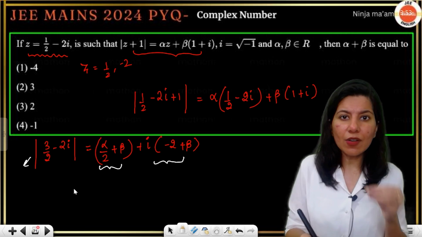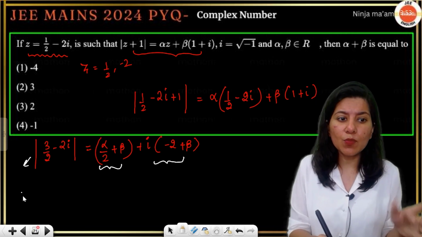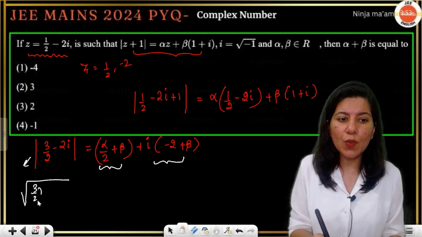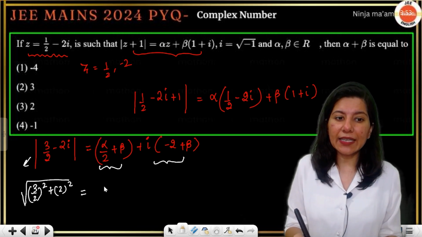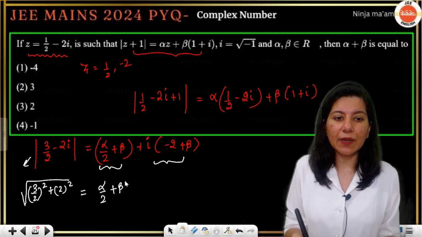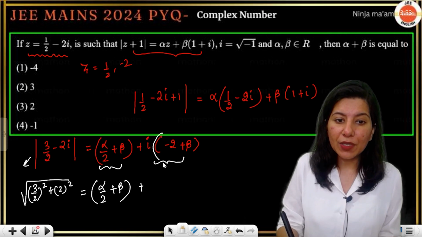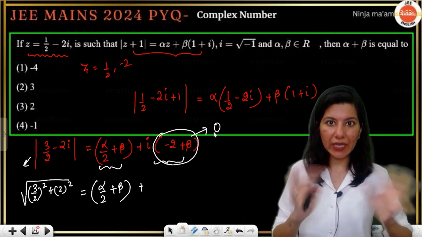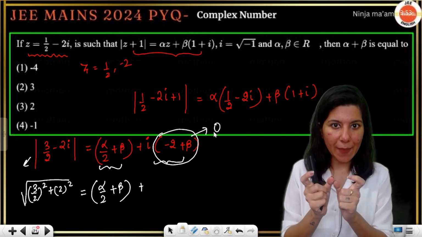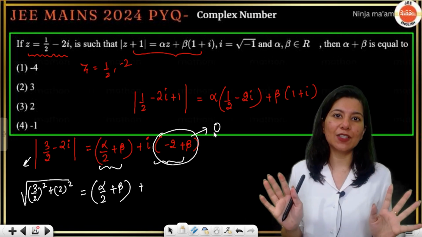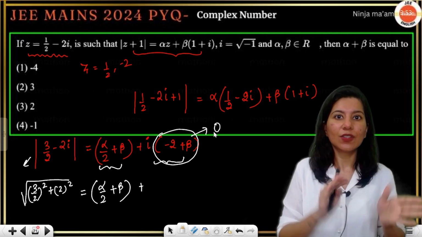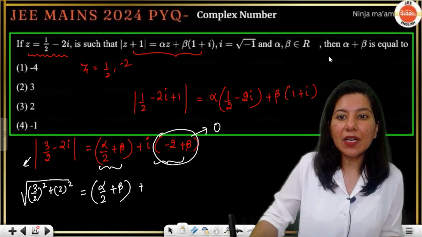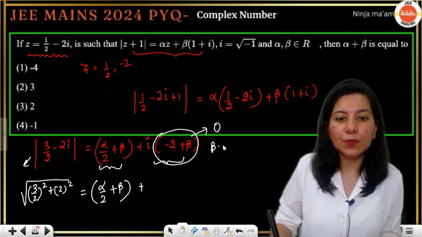See, modulus of any quantity is always a real number because of the modulus formula, 3 by 2 square plus 2 square. This is your left hand side. Right hand side is alpha by 2 plus beta. And this should be equal to 0. Why? Because if you want to equate both left and right hand side, the imaginary part should be 0 because left is all real. The right should also be all real. That comes down to beta is equal to 2.